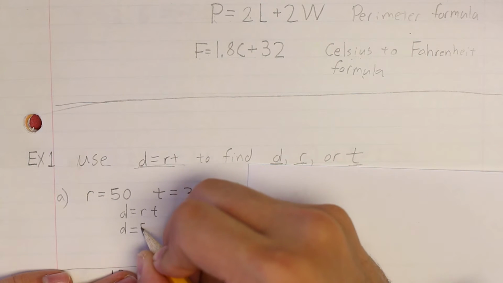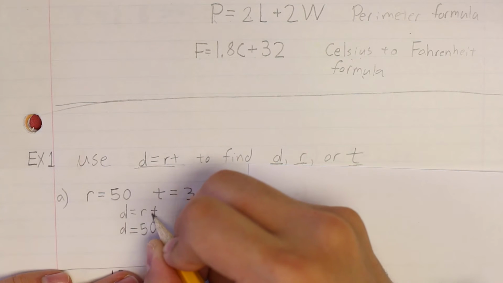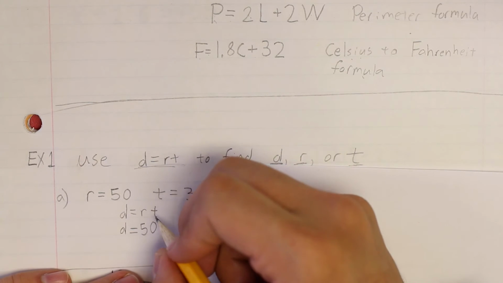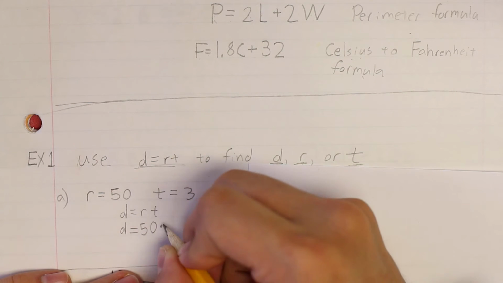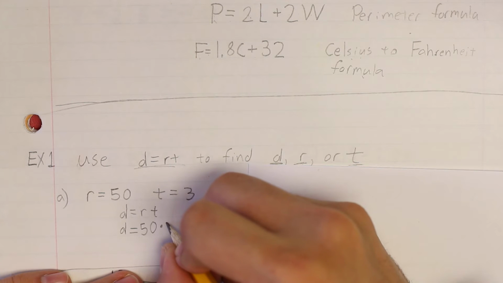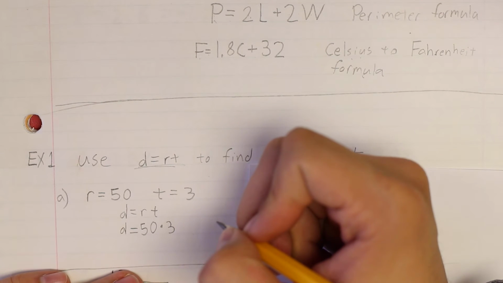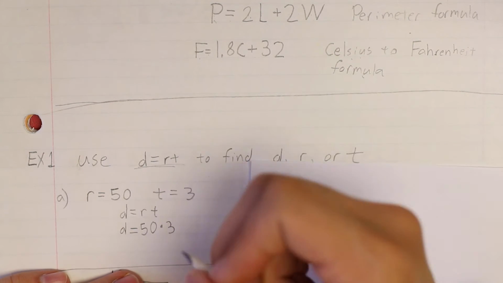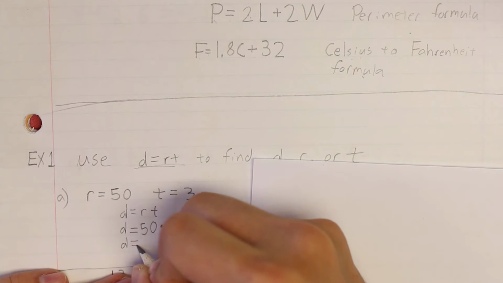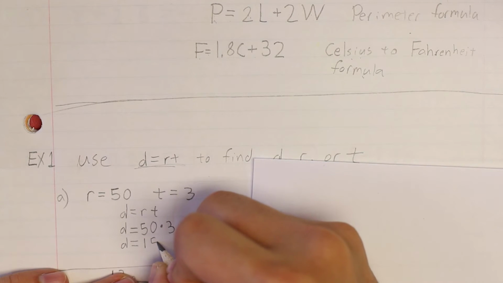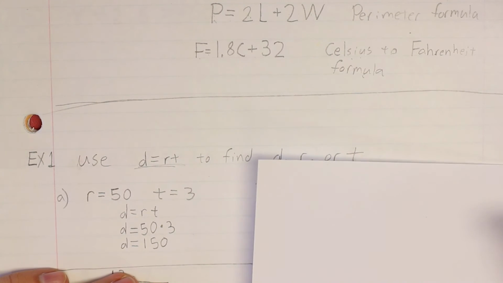The R is replaced with 50. What does it mean when 2 variables touch? To multiply. You could have used parentheses if you wanted to, or you could just put a times symbol between them. Either way is fine. And you have 3. So what does D equal? Well, D is equal to 150, because that is what 3 times 50 is. It's 150. Simple enough.